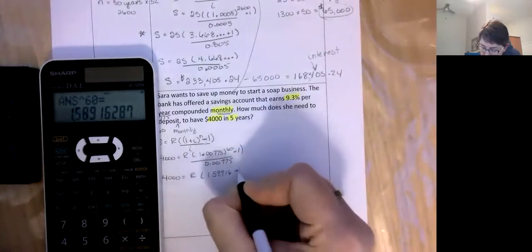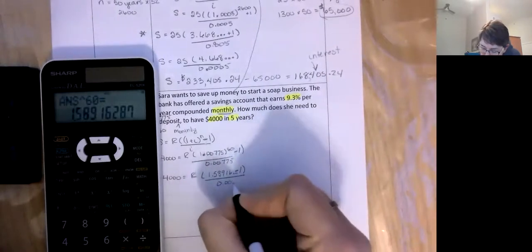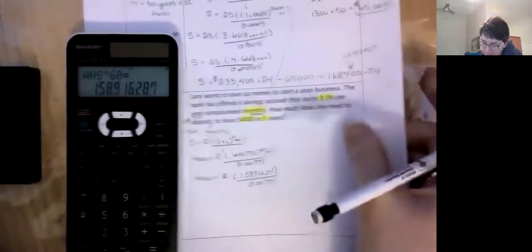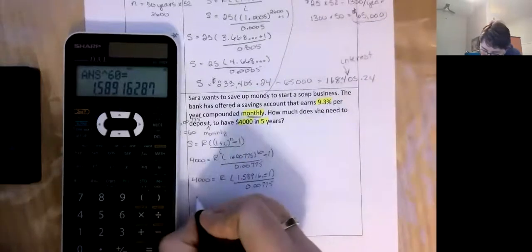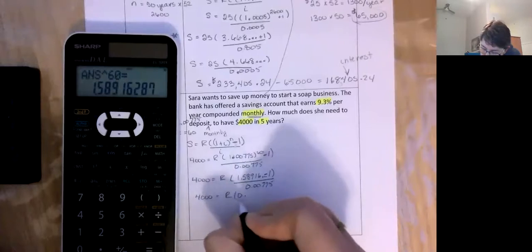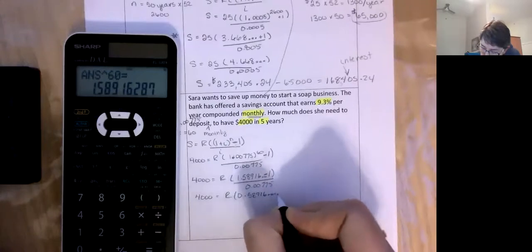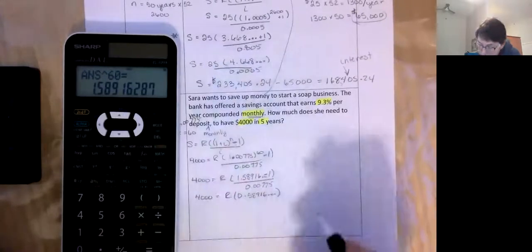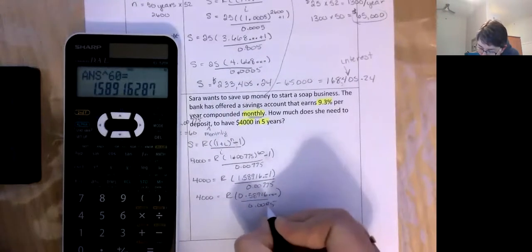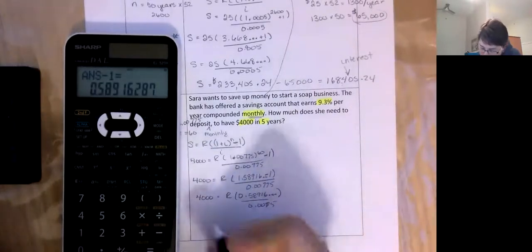1.58916 -1. There were some more numbers there. Over 0.00775. So 4,000 is equal to R times 0.58916 something or other, more decimals, which are still on my calculator, over 0.00775. Oops, lost a 7 there. Okay, so subtract 1. Takes me to there.